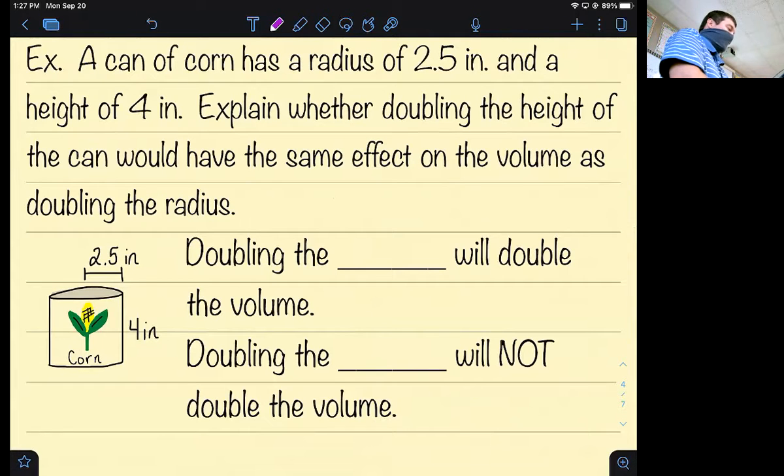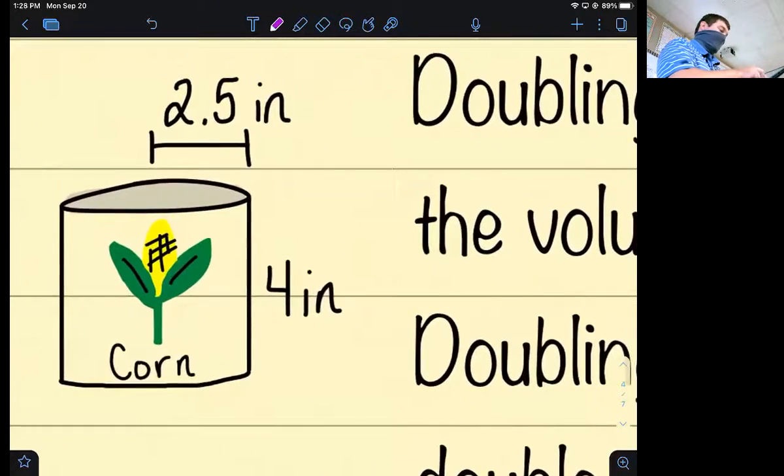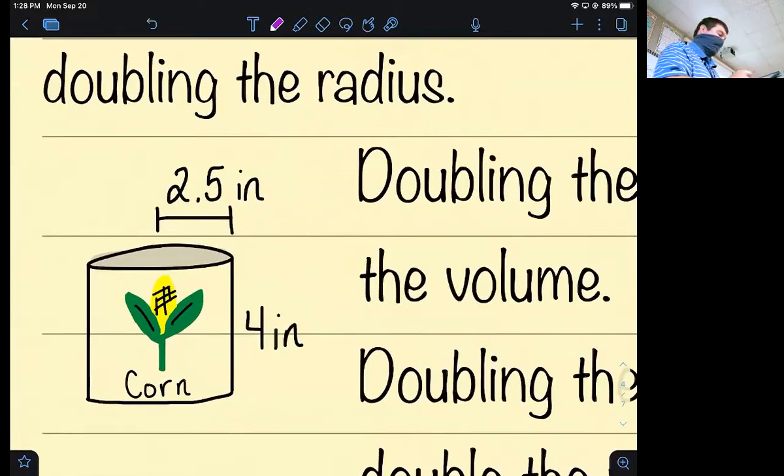Explain whether doubling the height of the can would have the same effect on the volume. So would doubling the height double the volume? Or would doubling the radius double the volume? Those are things we're going to look at here. So let's talk about doubling the height first. If I double the height of this can and make it 8 inches, would that double the volume? What do you think?